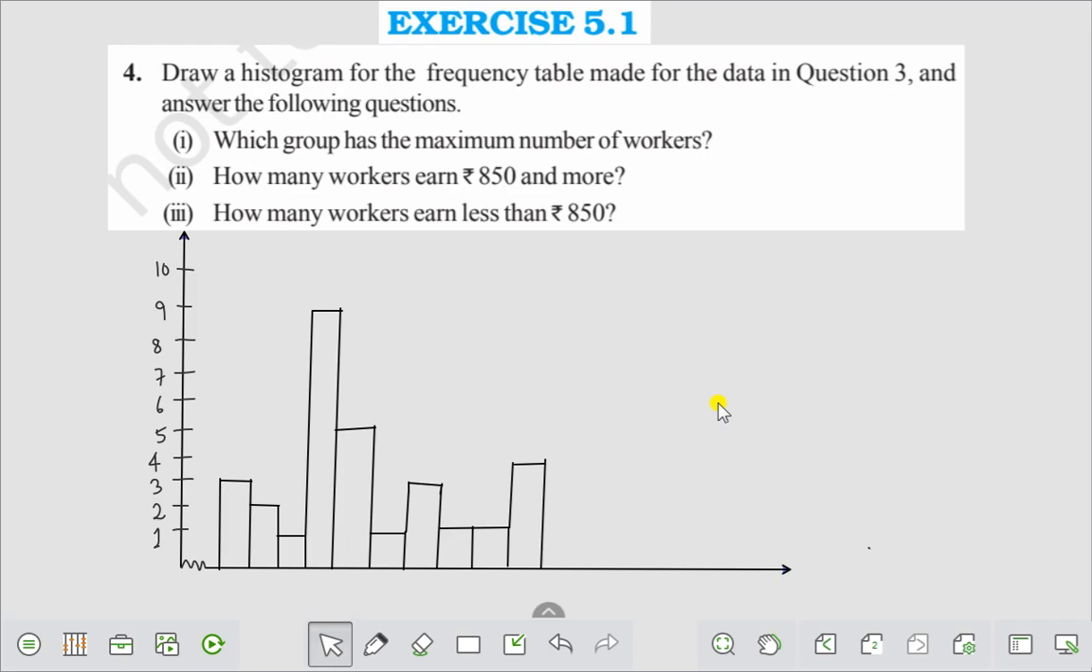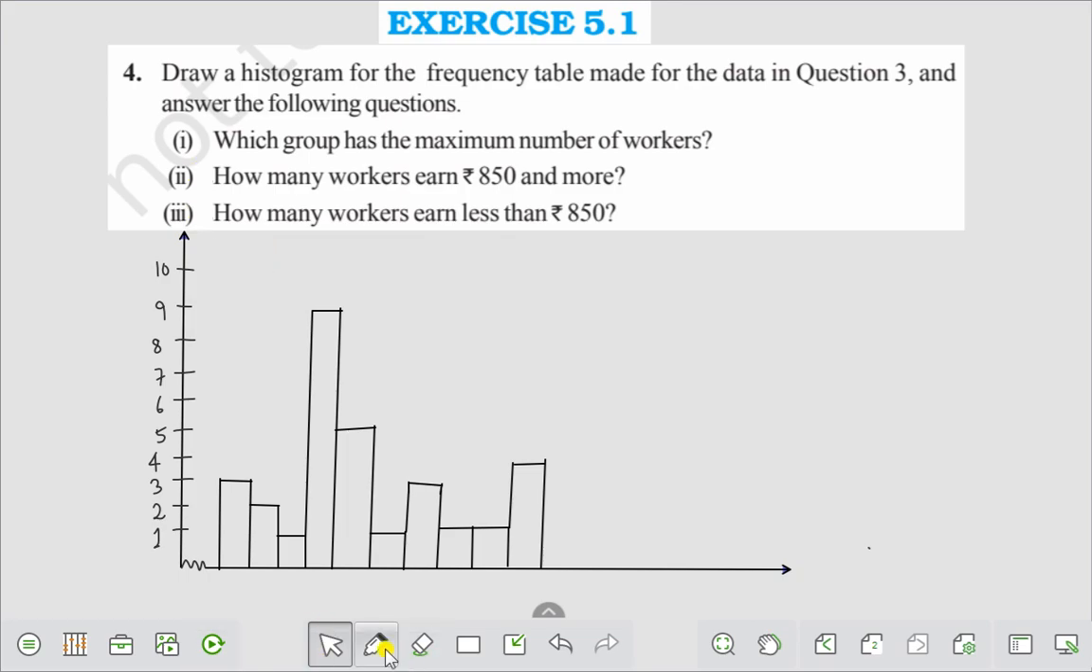Hello everyone. Today we'll discuss exercise 5.1 question number 4. Draw a histogram for the frequency table made for the data in question 3 and answer the following questions. Here we have made the histogram for the frequency table made for the data in question number 3, and these are the questions.